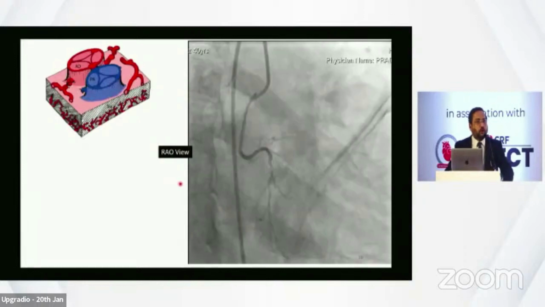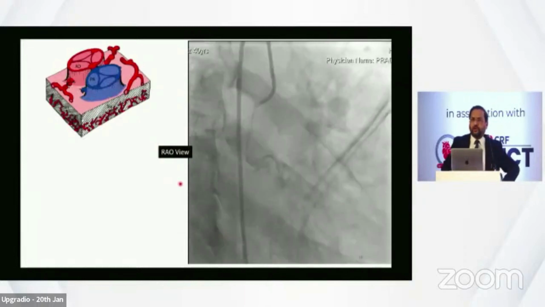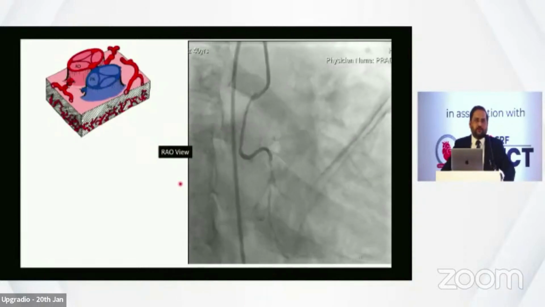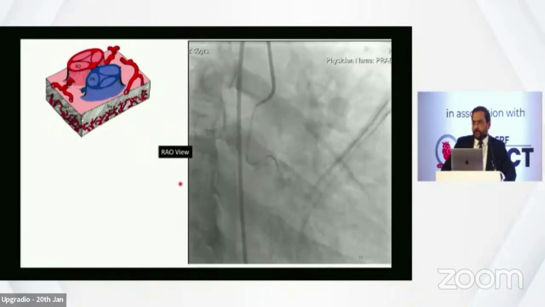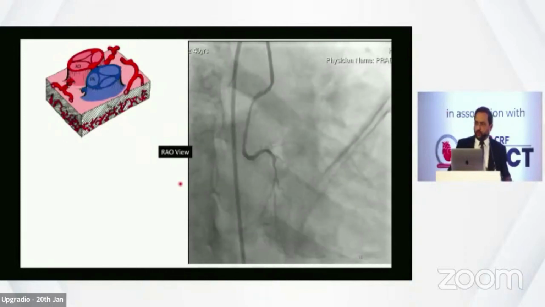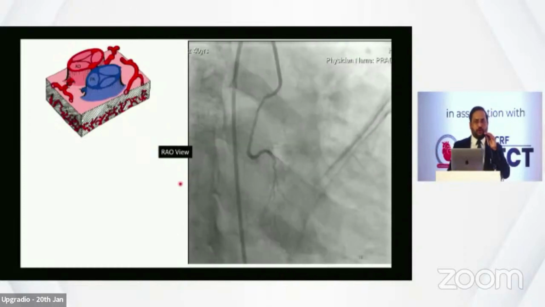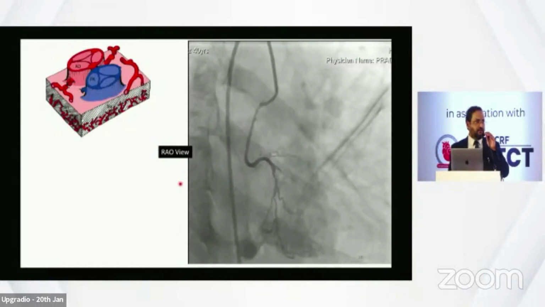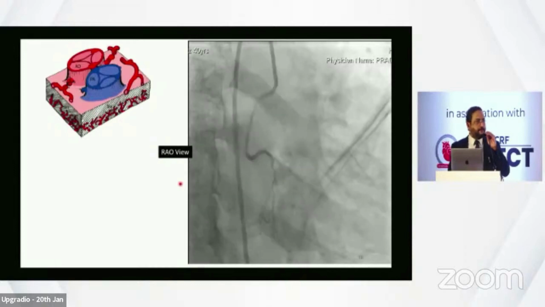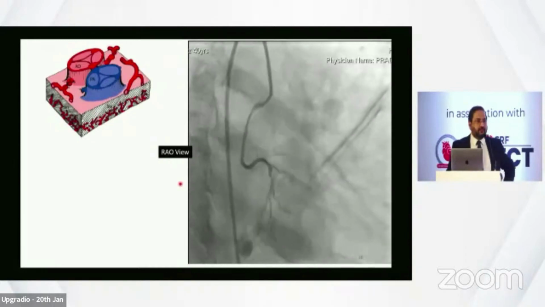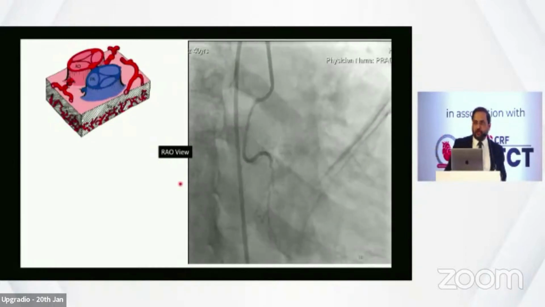Okay, now coming to the course. Can anyone of you tell me what are the possible courses of anomalous circumflex coming out of the RCA? How can it reach? What are the various courses it can take? Anyone? This is an important question. That's why I'm asking. Take a guess. How many courses can anomalous circumflex take to come back to the left AV groove?